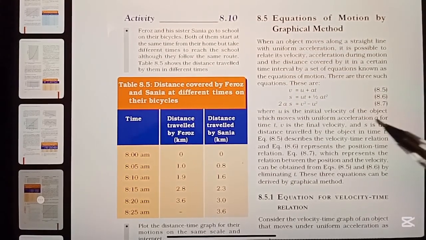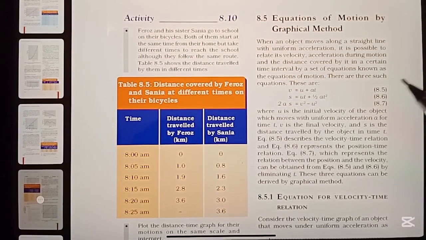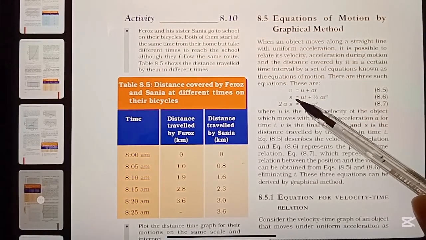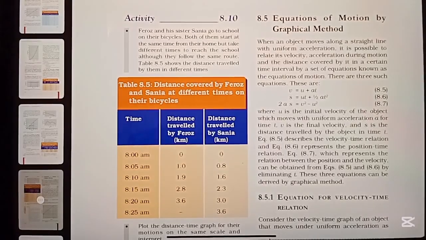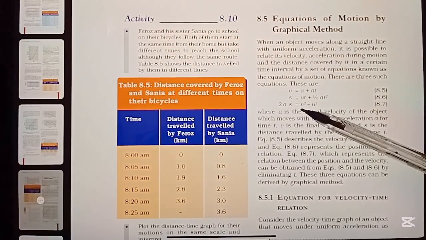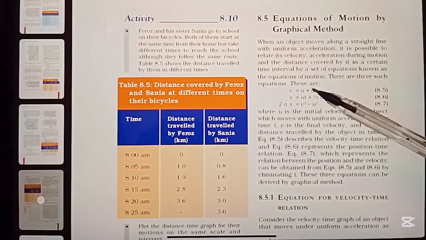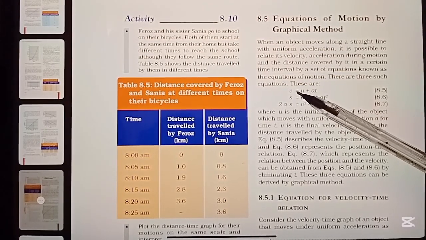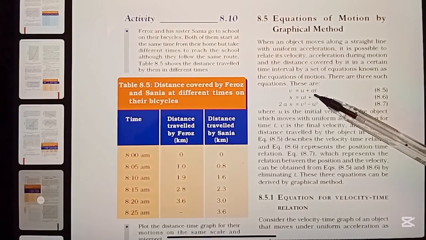The next and a very important topic in this chapter is equations of motion by graphical method. From the graphs that we discussed before, you can get three equations. The first equation is v = u + at. The second equation is s = ut + ½at². The third equation is 2as = v² − u².